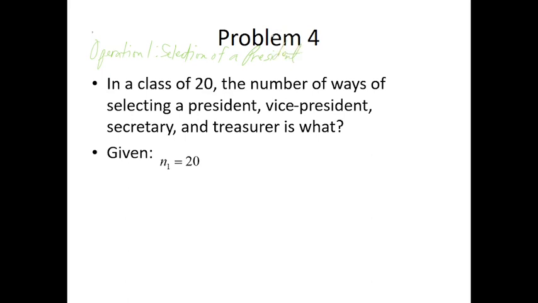So in selecting a president, what are the total number of possibilities? 20. There are 20 is the total number of possibility, no? So in that case, N1 is 20. Okay? Operation 1 can be performed in 20 ways. Since there are 20 students in the class, they all have the potential to be the class president.